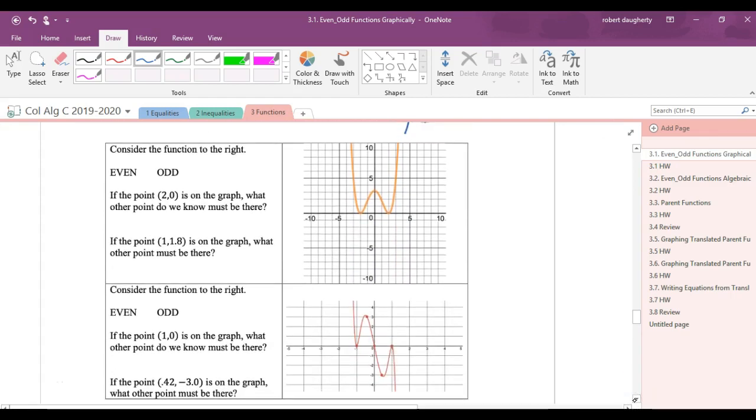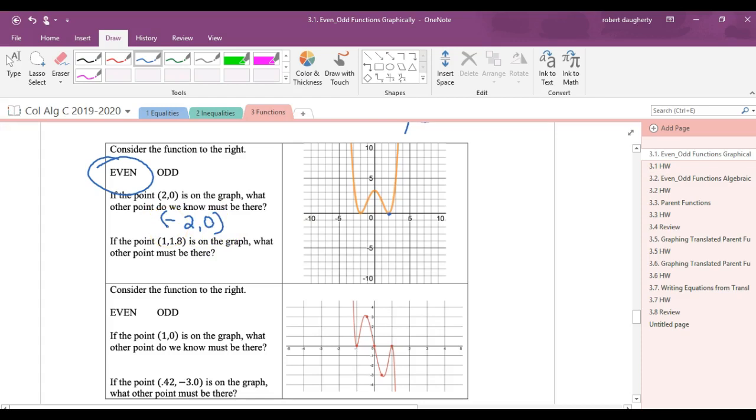Now, let's look at these functions here. So look at the first graph. Tell me, is this an even function or an odd function? This is even. How do you know it's even? It's identical on both sides of the y-axis, okay? Now, if the point 2, 0 is on this graph, which is right here, what other point do I know has to be there? Yeah, negative 2, 0 has to be there for this to be an even function, okay?